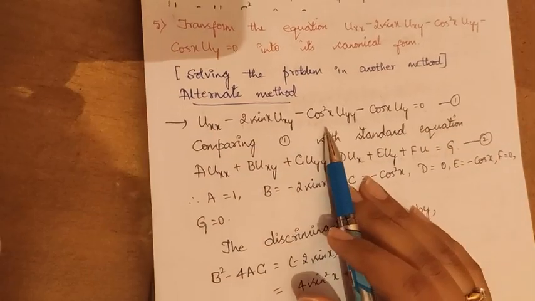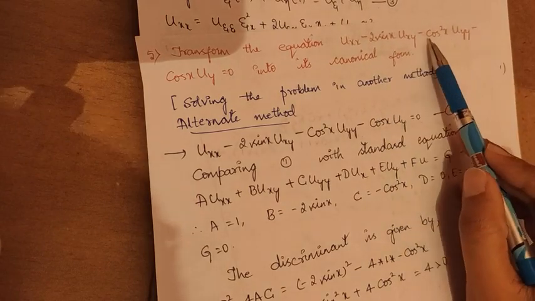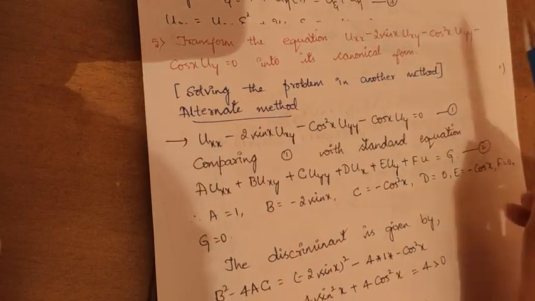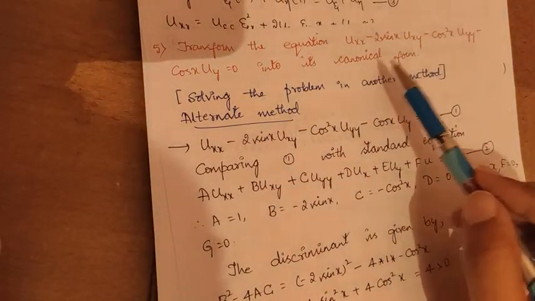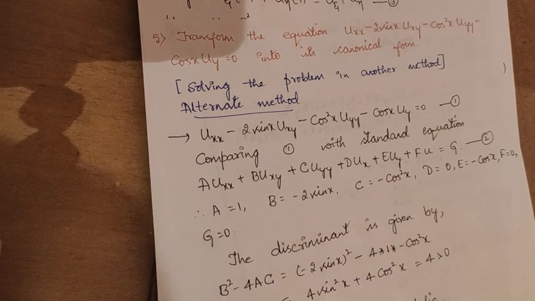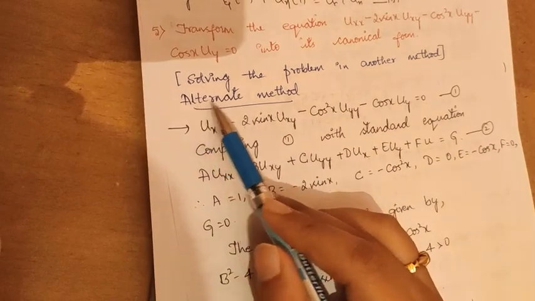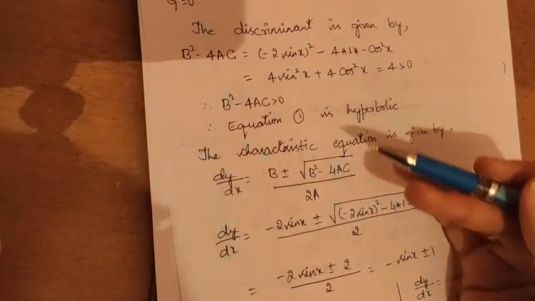The next problem is uxx minus 2 sin x uxy minus cos square x uyy minus cos x uy is equal to 0. You should transform this into its canonical form. Here I have solved this problem using another method that I have written as alternate method. You can solve the remaining problem using this method also.